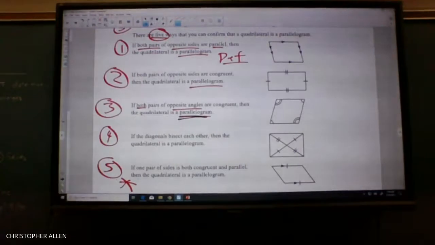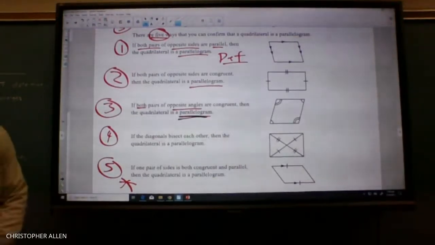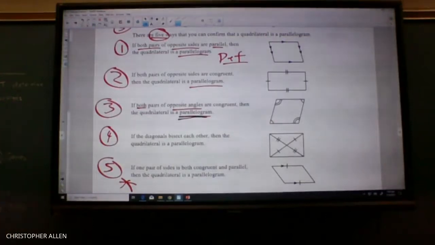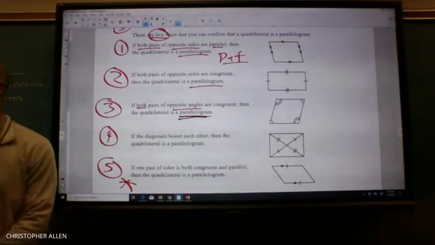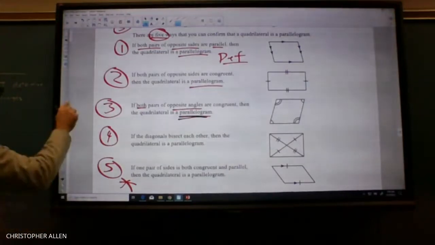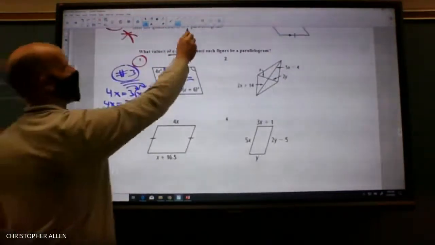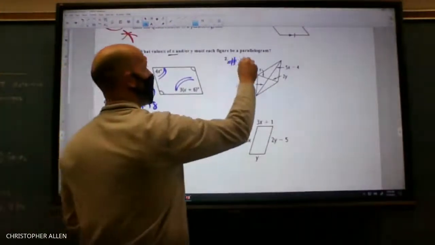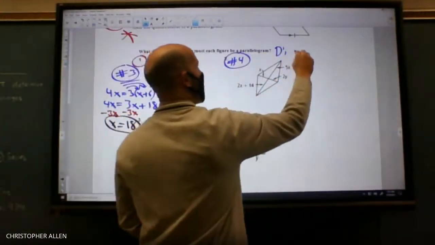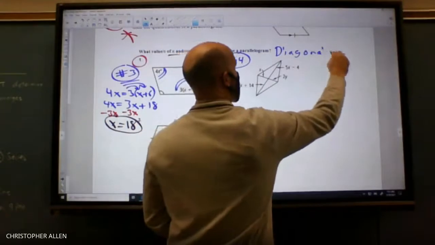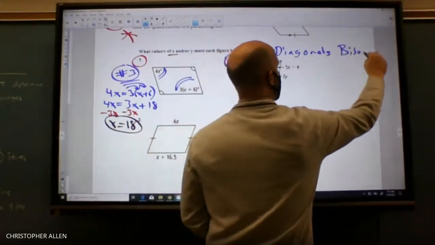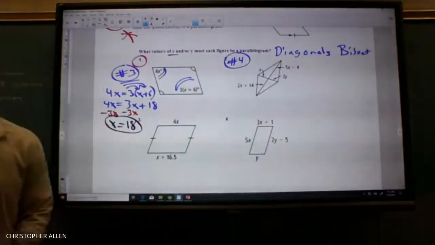Are we going to use number 1, that the opposite sides are parallel? Number 2, that the opposite sides are congruent? Number 3, that the opposite angles are congruent? Number 4, that the diagonals bisect each other? Or number 5, that one pair of sides is both parallel and congruent? Number 4, he says. That's exactly right. So we're going to use number 4 on this one, because we got diagonals bisecting each other. That's what we have to have. In other words, they have to be equal.